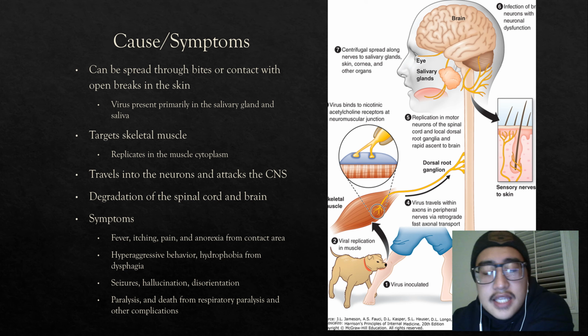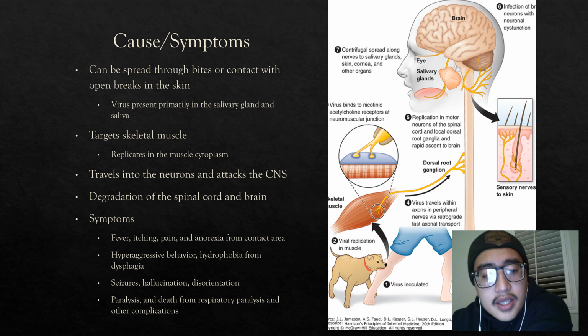So once it hits the central nervous system, it degrades the spinal cord and brain functions. With that, some symptoms that are included are fever, itching, and pain from the contact area, usually from the bite, and anorexia. Those are immediate symptoms.